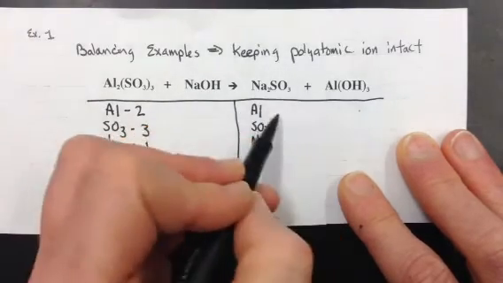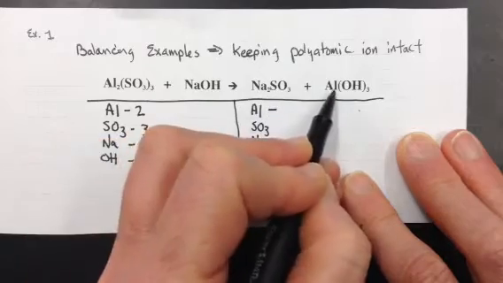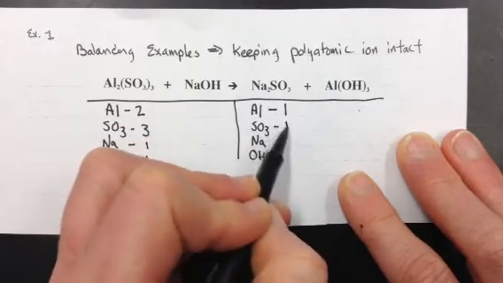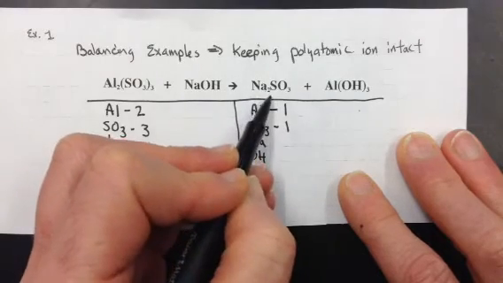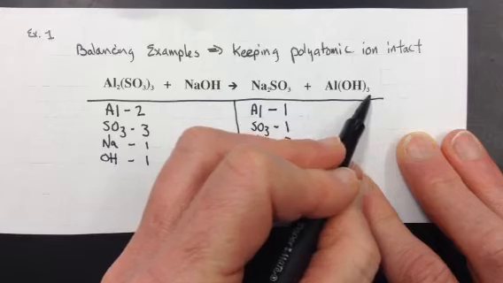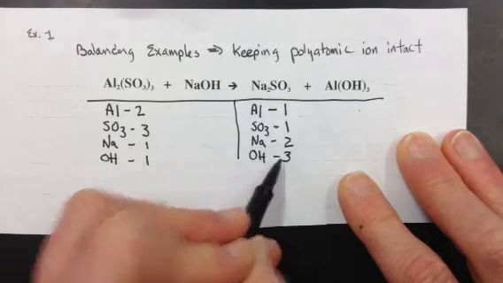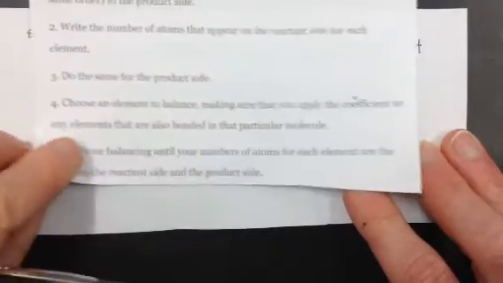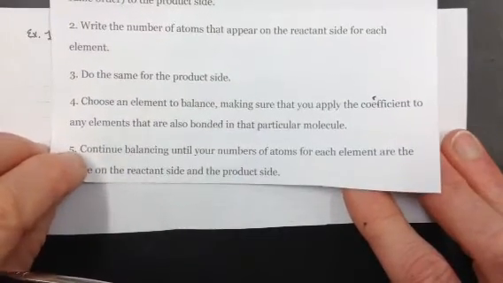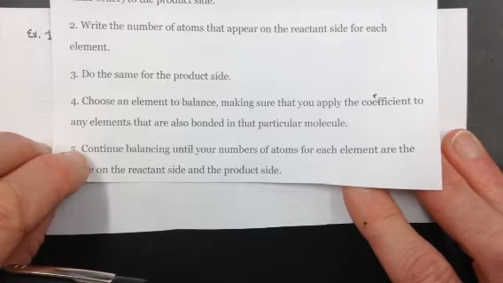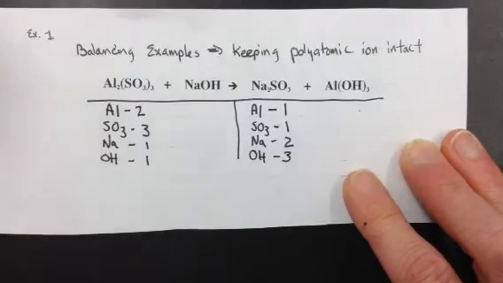We have over this side, make sure you don't just jump to aluminum, sodium. We have aluminum. Our sulfite, we have 1. Our sodium, we have 2. And our hydroxide, we have 3 of them. Awesome. Next, choose an element to balance, making sure that you apply the coefficient to any element that are also bonded in that particular molecule.